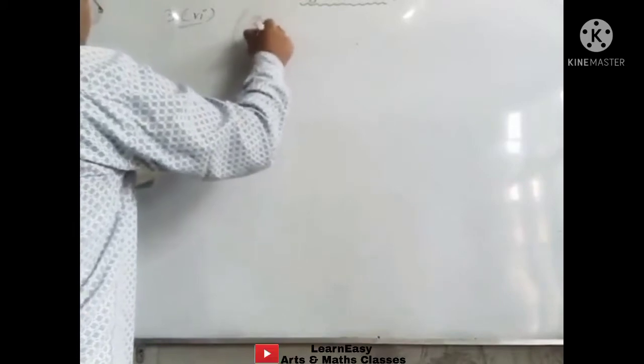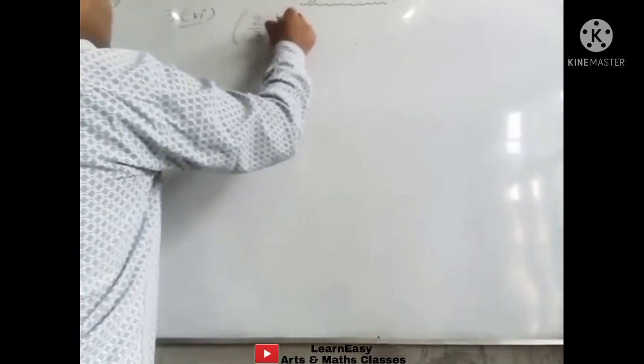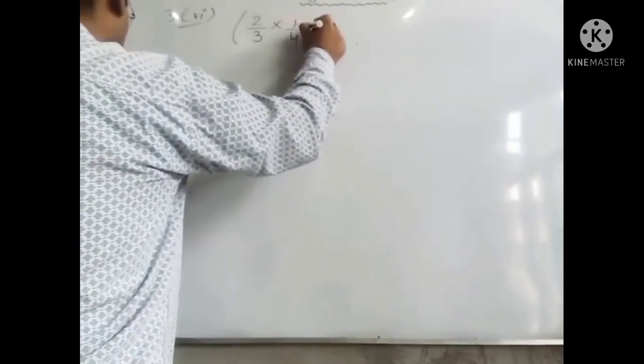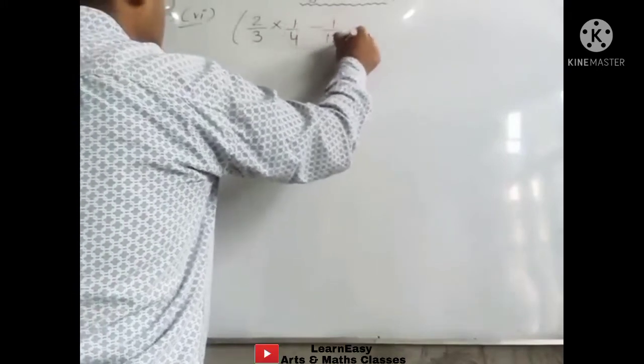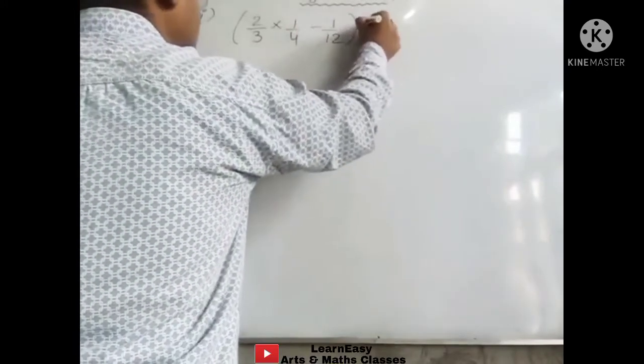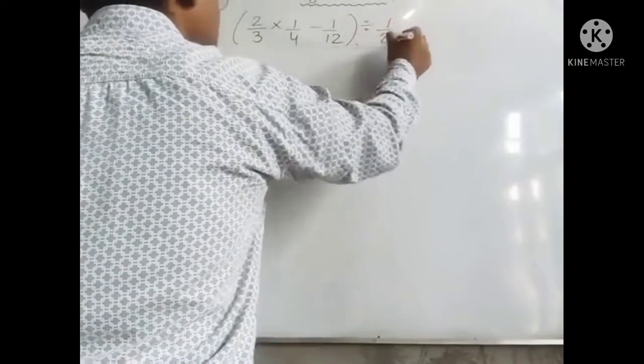(2/3 multiplied by (1/4 minus 1/12)) divided by 1/2. So this is the question. BODMAS we will use here.